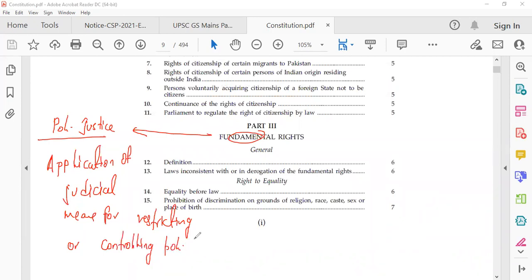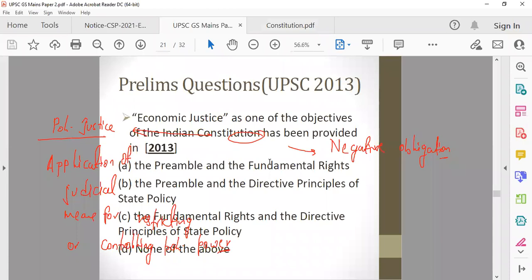So that means fundamental rights are acting as a restriction on government. They are telling what laws they cannot make. They cannot make laws which curb our secularism aspect, freedom of religion aspect, equality before law aspect. It is also said that fundamental rights are negative obligations, and DPSPs are positive obligations. DPSP tells the government what to do. So do remember that fundamental rights do not promote economic justice, they promote political justice. DPSP promotes social and economic justice. So the answer here is B.